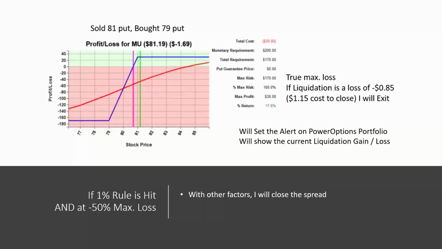Okay. And I guess I just made 2 slides of the same thing. I apologize for that. But yes, I'll set the alert on the PowerOptions portfolio. I'll see the current liquidation gain and loss. I'll make the decision if I'm at 50% loss of the spread in that case.